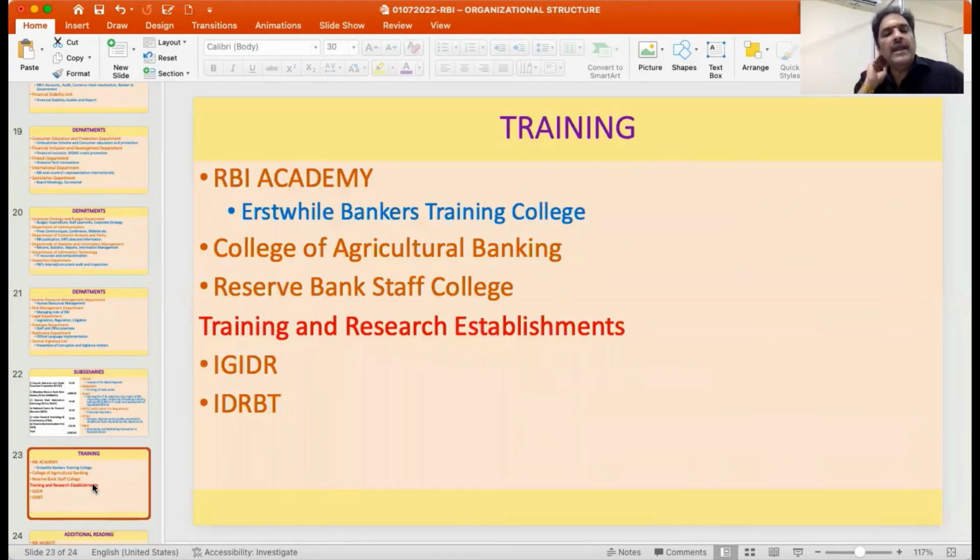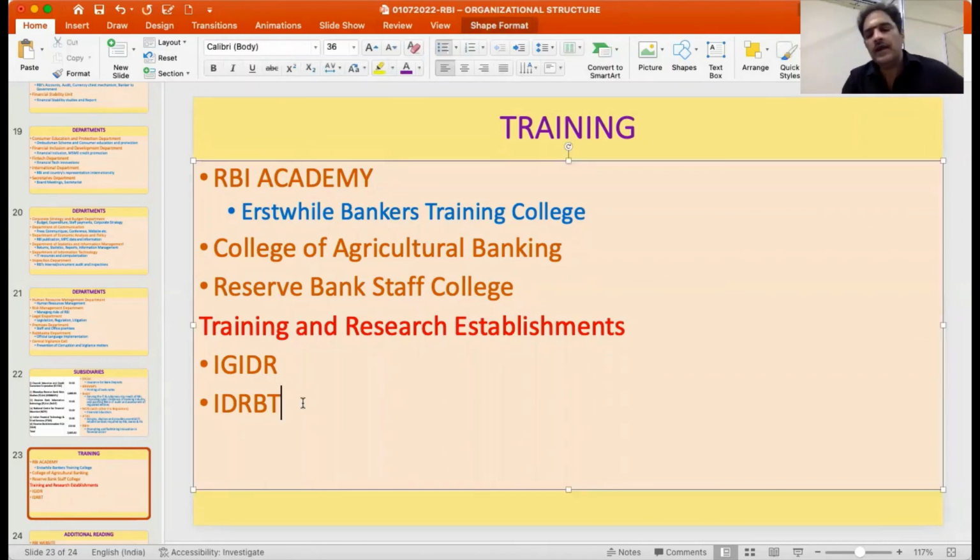Then for the purpose of training, we have 3 training academies basically. One is Reserve Bank Academy, which earlier was called the Bankers Training College, which is in Mumbai. The second is the College of Agricultural Banking, which is basically for training of cooperatives and for MSME related trainings, etc. This is located in Pune. Then for our own officers, we have a training college called the Reserve Bank Staff College, which is located in Chennai.